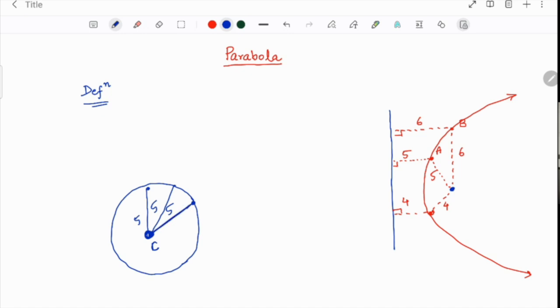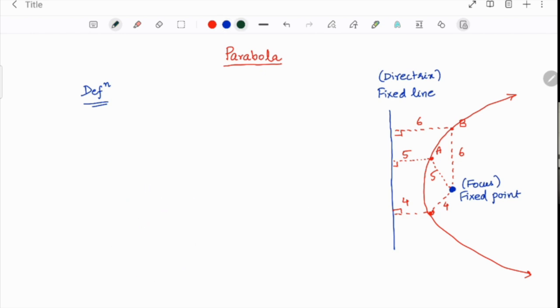Similarly, in case of a parabola, two important things are there. One is the fixed line. This fixed line we call the directrix. The other one is the fixed point. This fixed point we call the focus. Focus is generally denoted by the letter S.